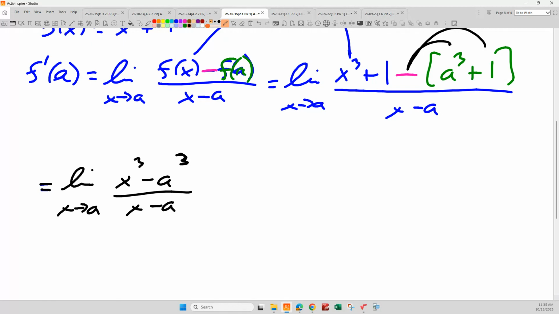Now what? We're not going to expand it. What are we going to do? Factor it. We're going to break it into a product of factors. That's the difference of cubes pattern, right? Yeah, so how's that work? It has to start with x minus a. Let's start with x minus a.